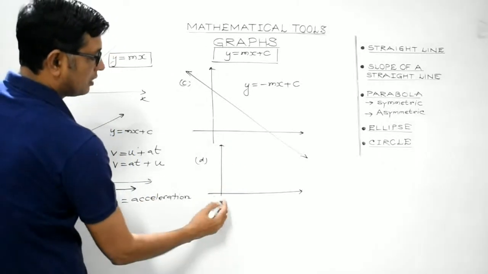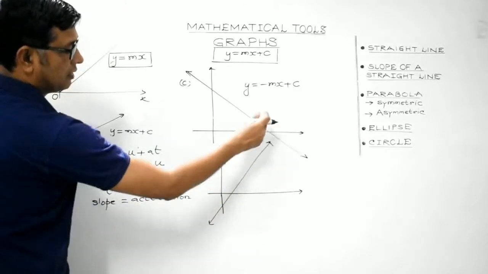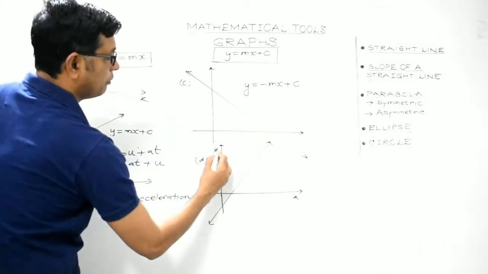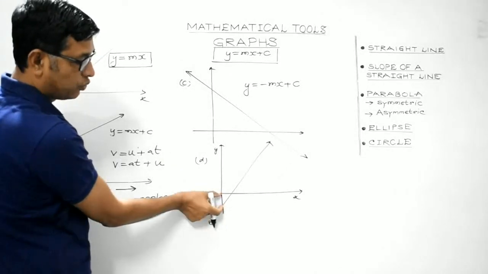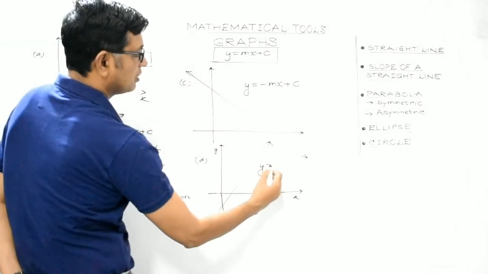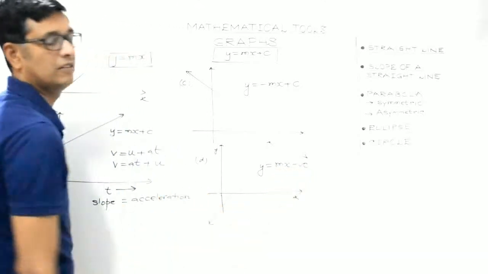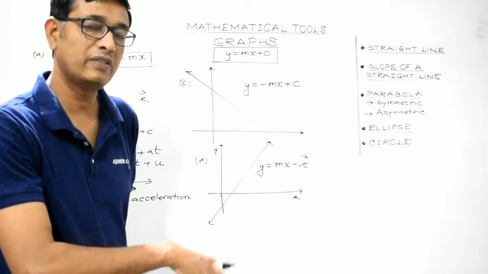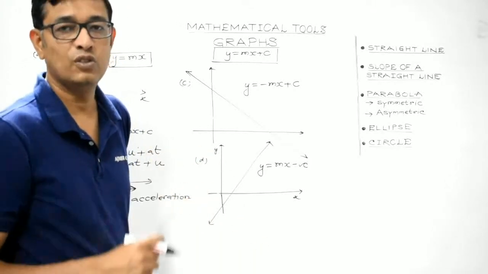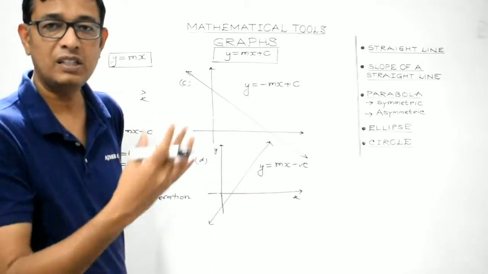In case it is like this, this line has a positive slope, uphill, but the intercept on the y-axis is negative. This one is c, right? So here the standard equation will be y equals mx minus c. This also represents a straight line, right? c can be either positive, negative, or even 0. The slope can be either positive or negative.